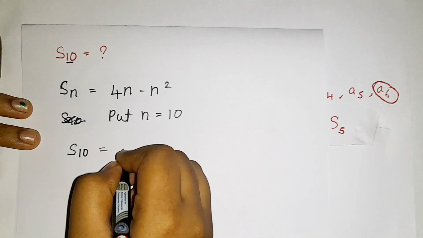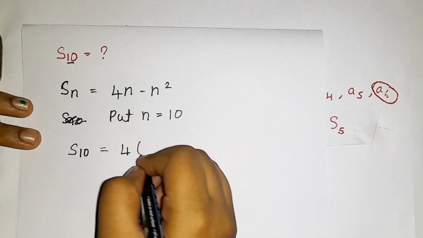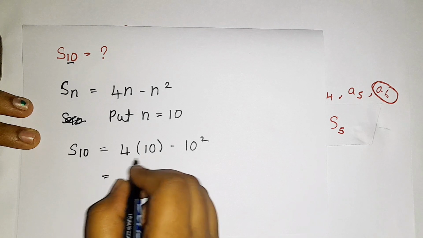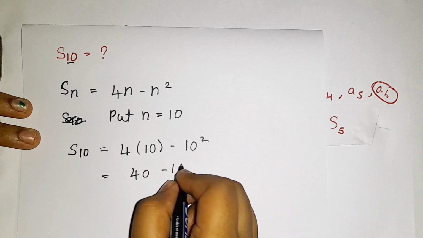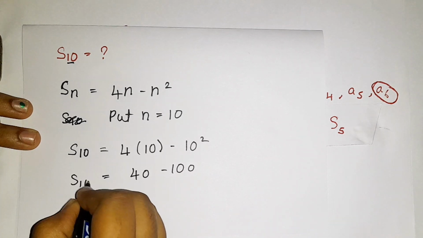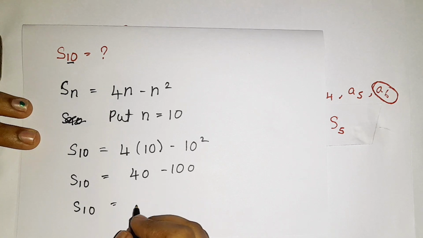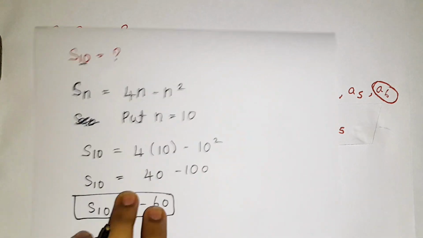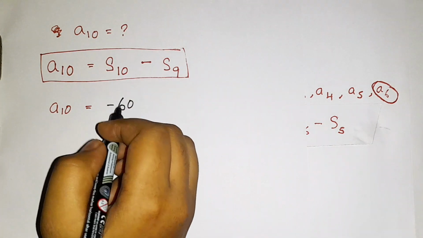Okay. So S10 is equal to 4, and in the place of n we are supposed to write 10, and then minus 10 square. Then 4 tens are 40, and then minus 10 square is 100. So S10 is equal to, when we subtract them now, we get minus 60. Okay, so likewise we got the S10 value. So I can write minus 60. Why? Because S10 is minus 60.